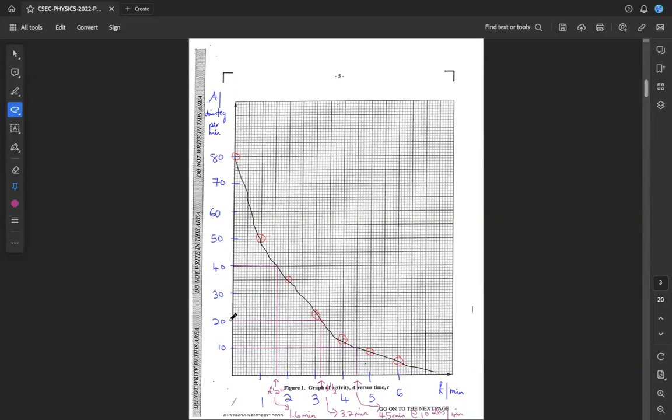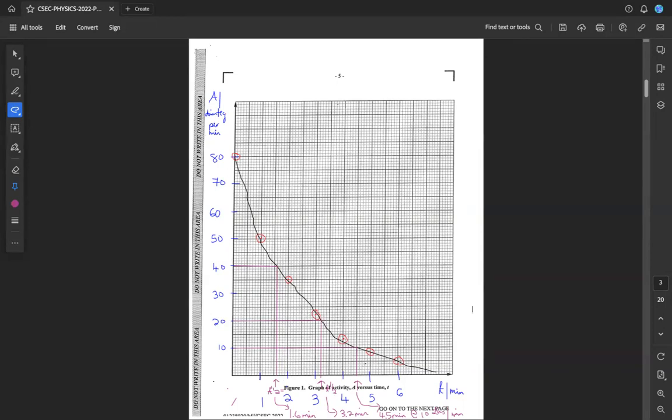I also chose a second point, which would correspond to the activity going from 40 to 20. If I go to 20 and come all the way across, I end up at 3.2 minutes. So to go from 1.6 minutes, where I'm at 40, to 3.2 minutes, where I'm at 20, indicates that the half-life is simply 3.2 minus 1.6, so that's 1.6 again.